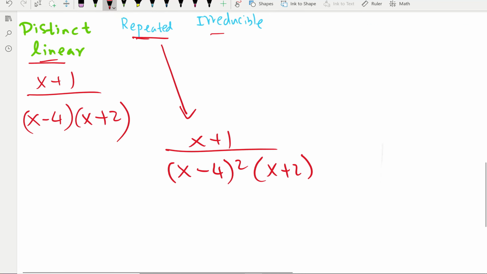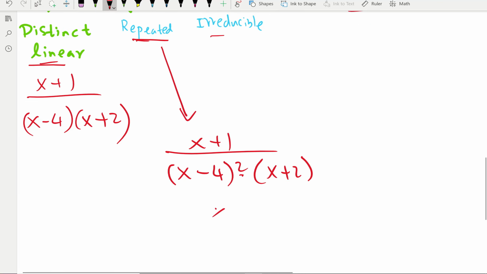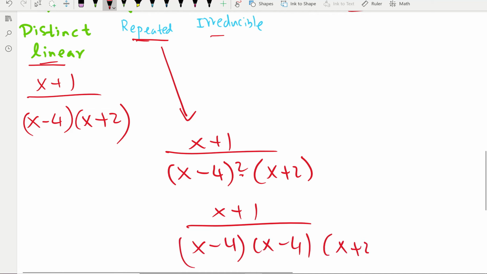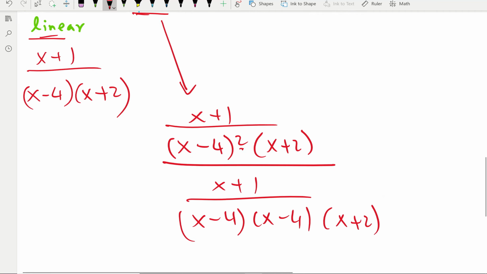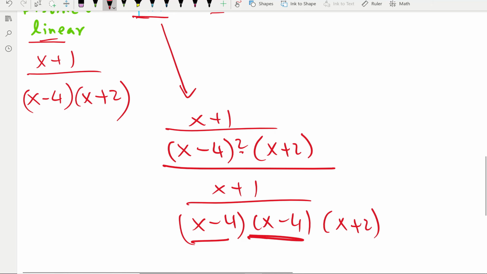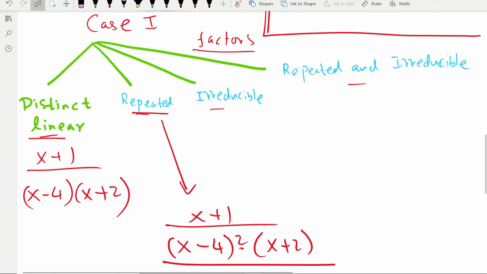So here x minus 4 squared means what? X minus 4 times x minus 4, right? So once you factor your polynomial, if this is what you get, you have a repeated factor. X minus 4 is repeated twice. So that's a repeated factor. Okay, so that falls under the repeated category.